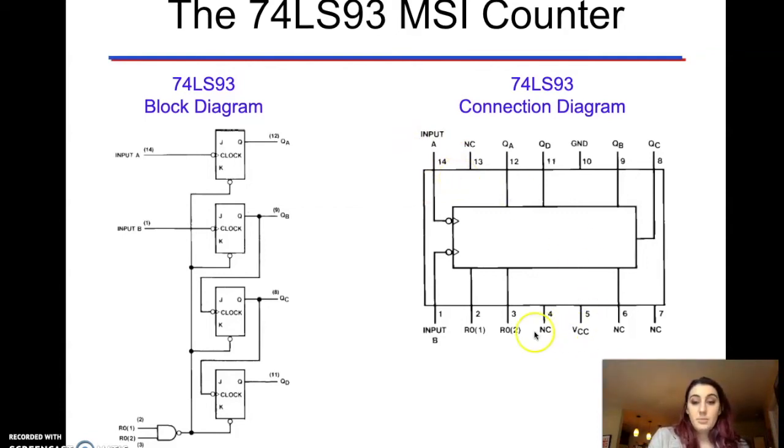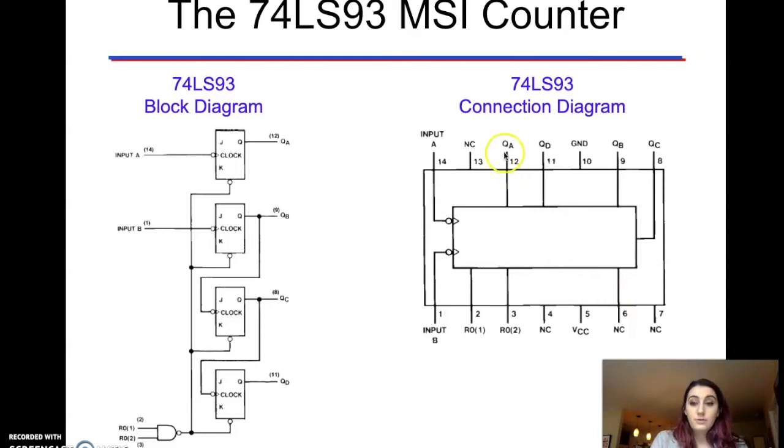Additionally, you'll notice that pins 4, 6, 7, and 13 are all labeled with the letters NC. That means not connected. This means that these pins do absolutely nothing. They are not connected to anything on the interior. As you can see, there's just nothing connecting them to either of the flip-flops inside of here. So if you put wires there, nothing is going to happen inside of your circuit.